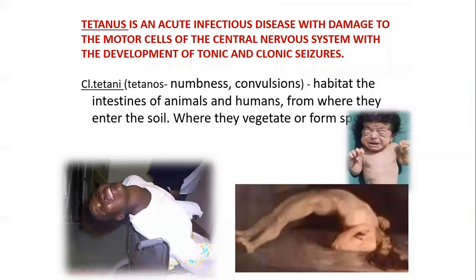Tetanus is an acute infectious disease with damage to the motor cells of the central nervous system with the development of tonic and clonic seizures. Clostridium tetani habitat is the intestines of animals and humans, from where they enter the soil, where they vegetate or form spores.